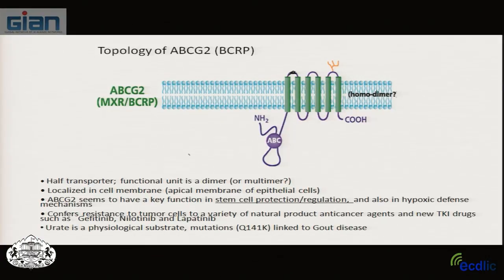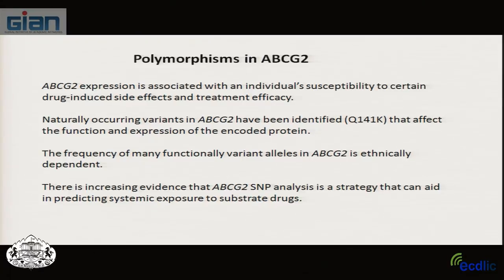So I'll tell you about one of the SNPs, which is most studied, in ABCG2, because as you know, ABCG2 is also linked to drug resistance in cancer. We already looked at the topology as well as the functions. I also told you that ABCG2 is expressed in stem cells, and many people use this as a stem cell marker. And yesterday we were discussing hypoxic defense mechanisms, the HIF-alpha gene linked. So polymorphisms in ABCG2 expression are associated with an individual's susceptibility to certain drug-induced side effects.